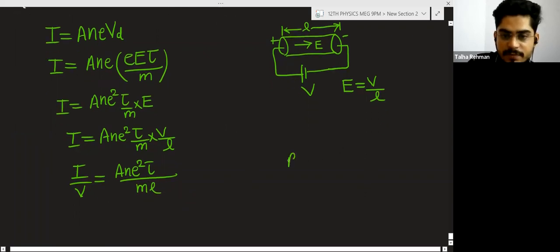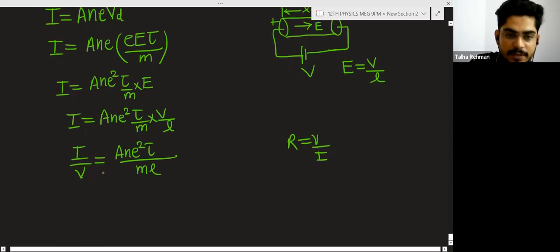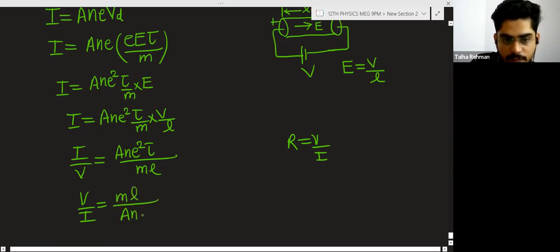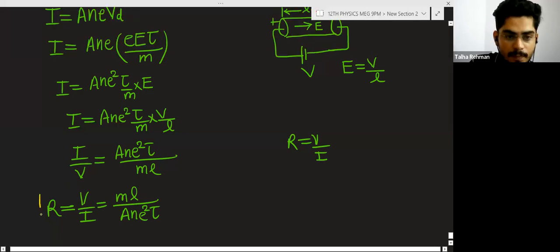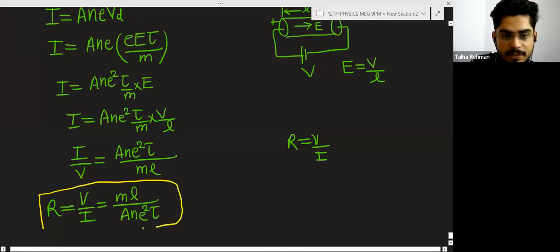But the resistance we know is potential difference by current. Now take the inverse of this, V by I. So m L will be in the numerator and A n e squared tau in the denominator, and this is the resistance. So resistance can also be written in this form, in terms of mass, length, area.